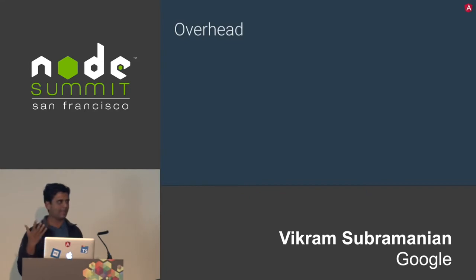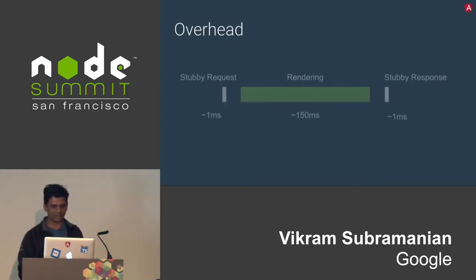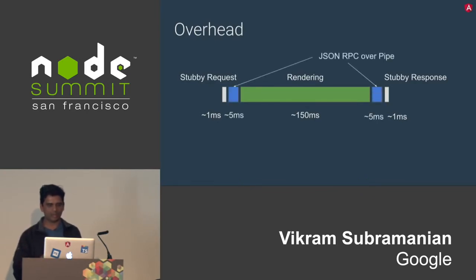So we went back and tried to measure the overhead of this new system. We still had the 150 milliseconds and a few milliseconds from Stubby. At this point, essentially the security sandbox and talking to it over a pipe was adding like 10 milliseconds, right? So we still think that it isn't too much compared to the rendering, and given the benefit of added security, we think it's worth having this over it.